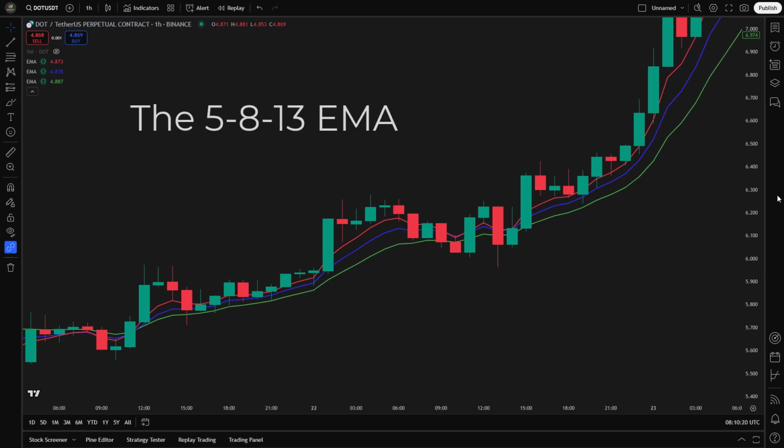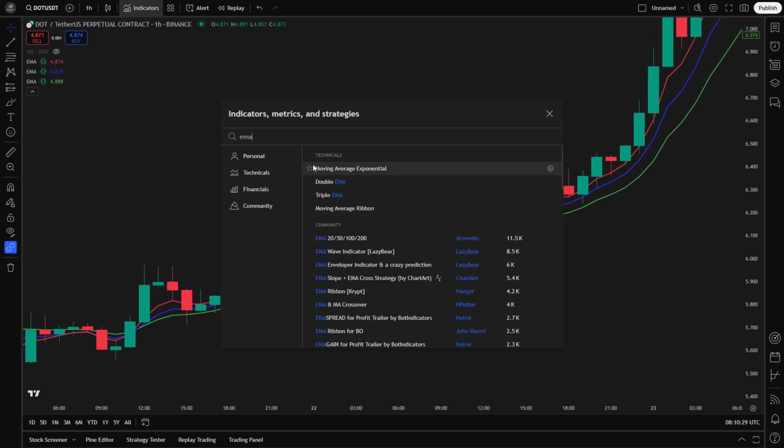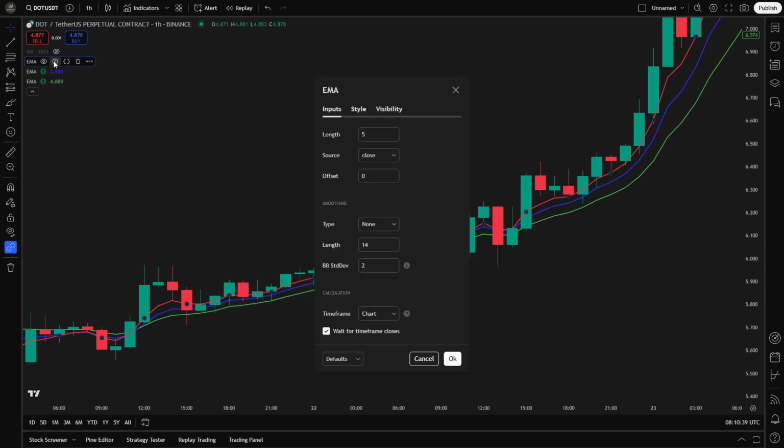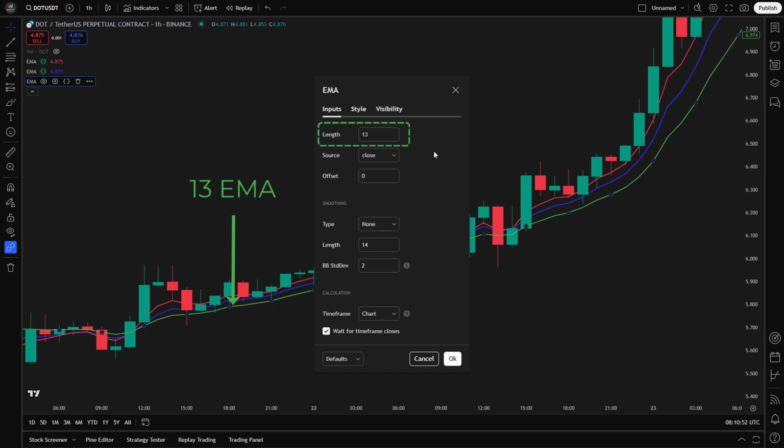The 5, 8, and 13 EMA, exponential moving averages. The exponential moving average, EMA, is a moving average that gives more weight to recent price data, making it more responsive to market movements compared to a simple moving average, SMA. 5 EMA, a short-term trend indicator that reacts quickly to price changes. 8 EMA serves as a transition between short-term and mid-term trends. 13 EMA, a slightly longer short-term moving average that helps smooth out minor price fluctuations.